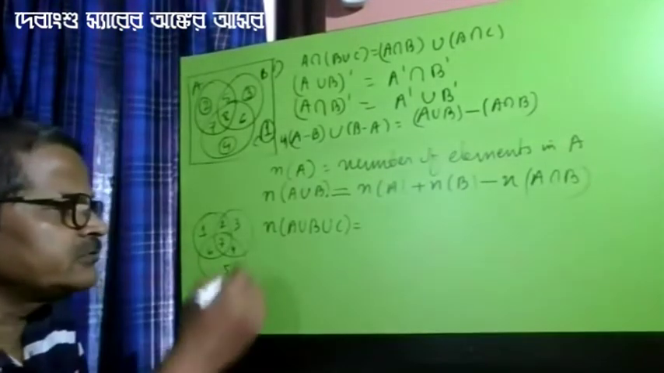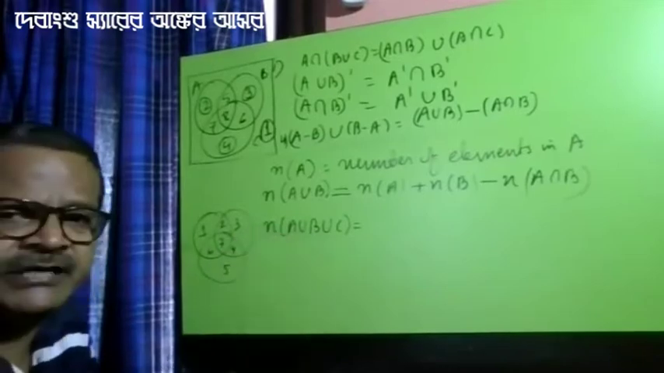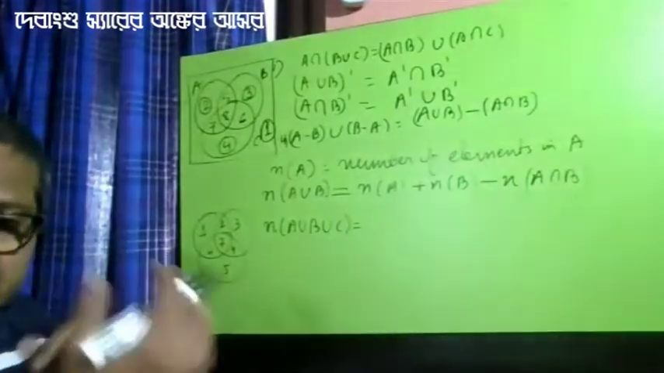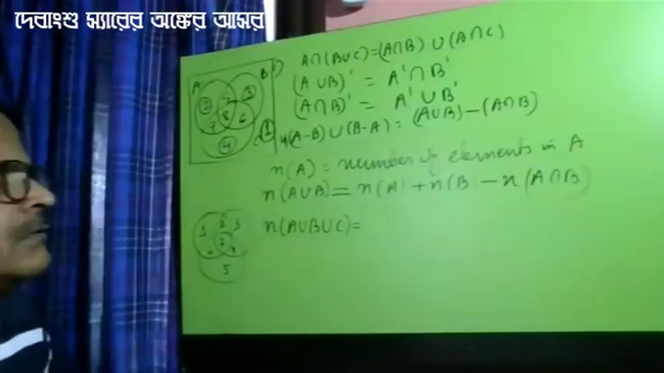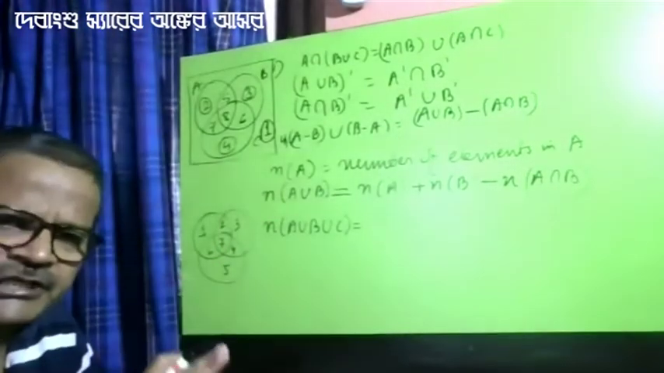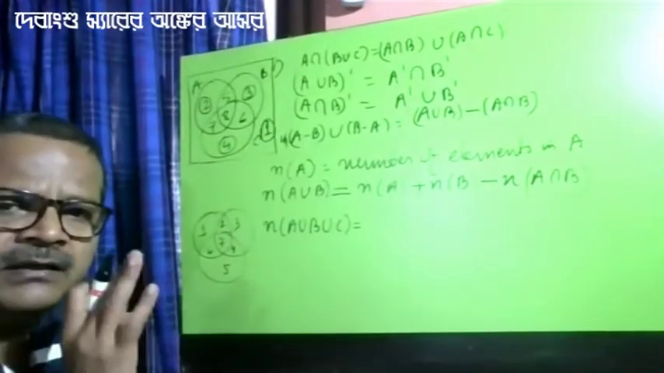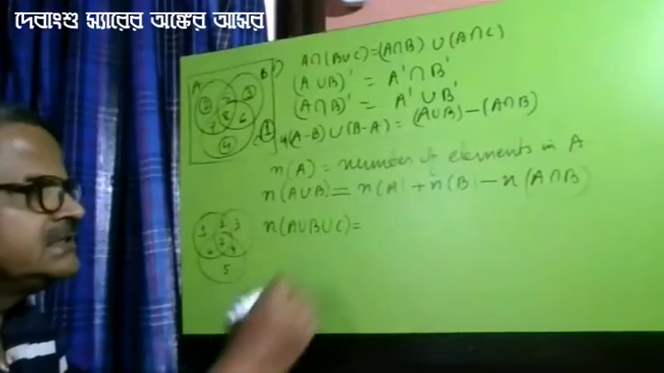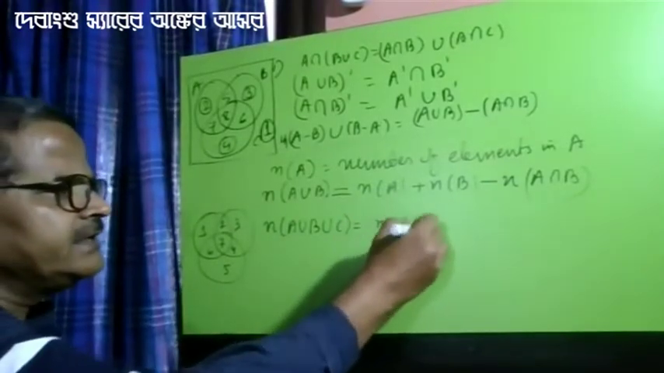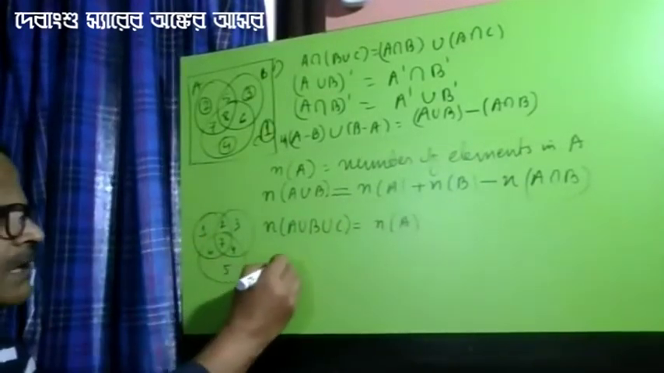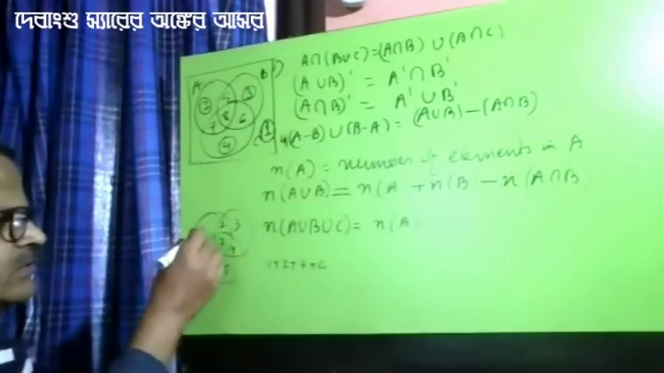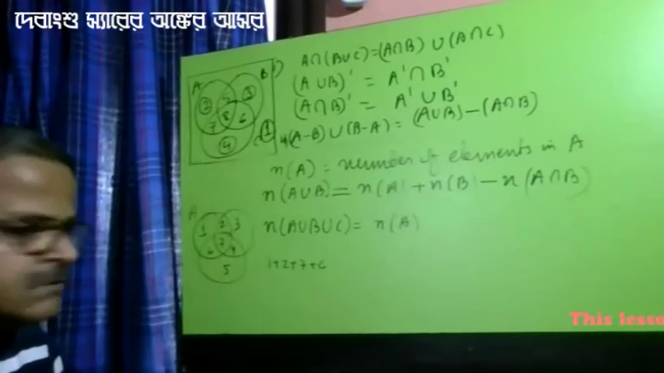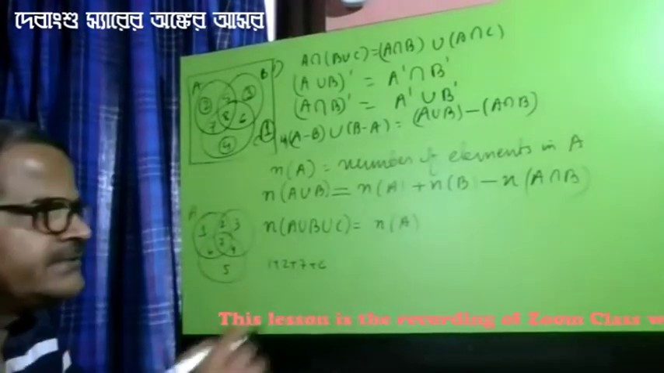Now see, we have to calculate N of A union B union C. And proceeding in this way, we can calculate A union B union C union D and so on. But only up to 3 is needed for our exam purpose. So N of A union B union C. We write N(A). N(A) means 1 plus 2 plus 7 plus 6. All are in A, so 1, 2, 7, 6 are counted.